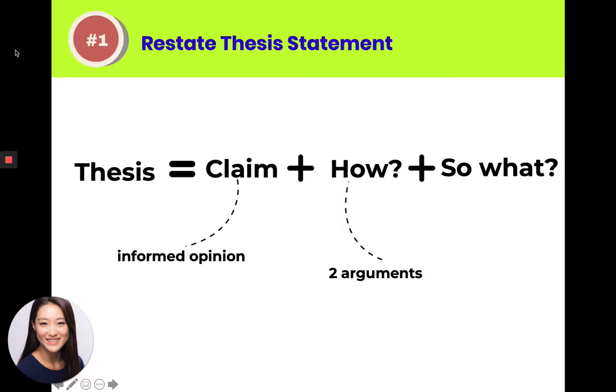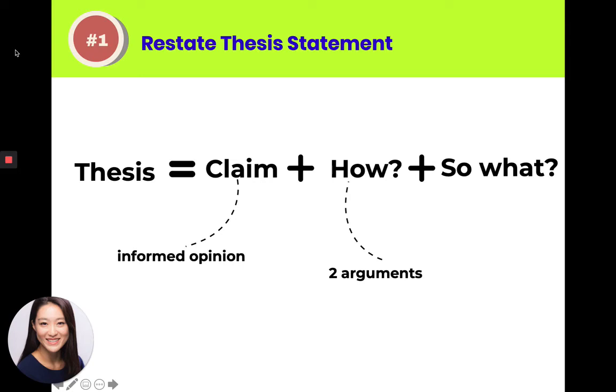So first, restating the thesis. As you already know, this is review by this point. The thesis includes the claim, the how, which are the 2 arguments, and the so what. You must restate the thesis. This is your way of saying to your reader towards the end, hey, recall the promise that I made earlier, right? This is what I was out to prove. And at the end here, you repeat it to say, and this is a promise that I successfully fulfilled.